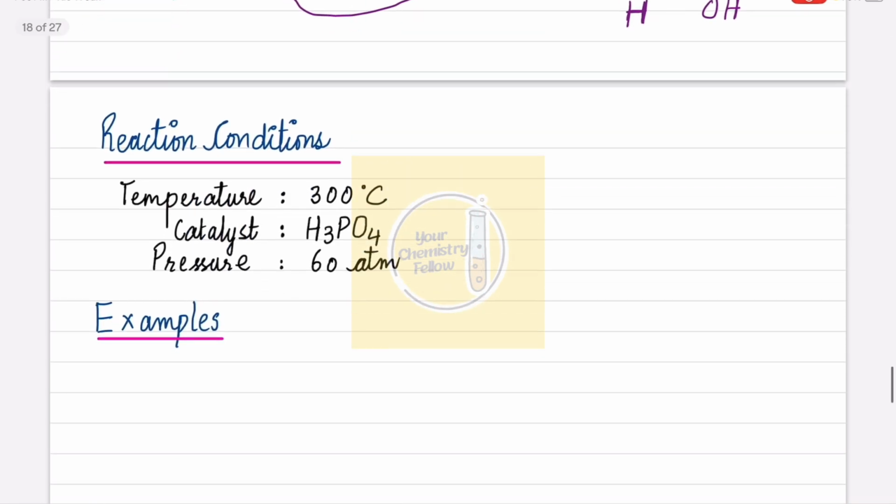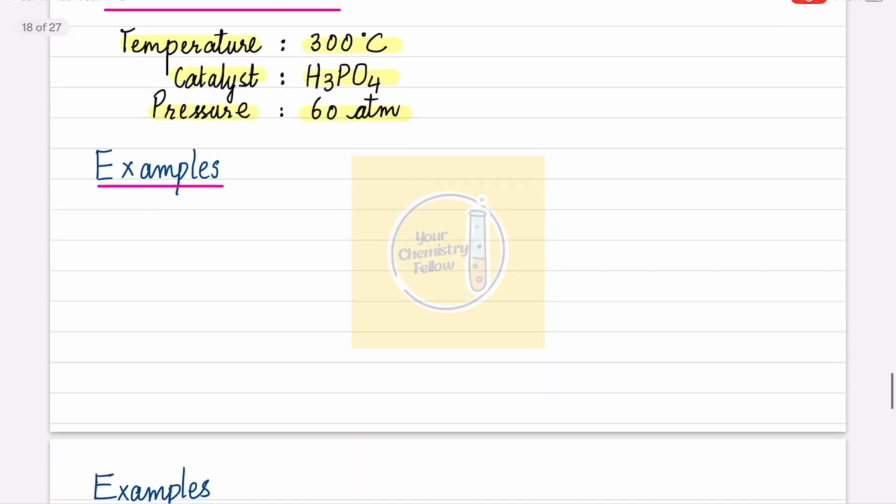Now what are the reaction conditions for the hydration? Temperature is 300 degrees Celsius. This reaction takes place under a pressure of 60 atmospheres in the presence of phosphoric acid as a catalyst. Now let's do some examples. Let's take ethene, C2H4, plus steam. Steam is used as a reagent here.